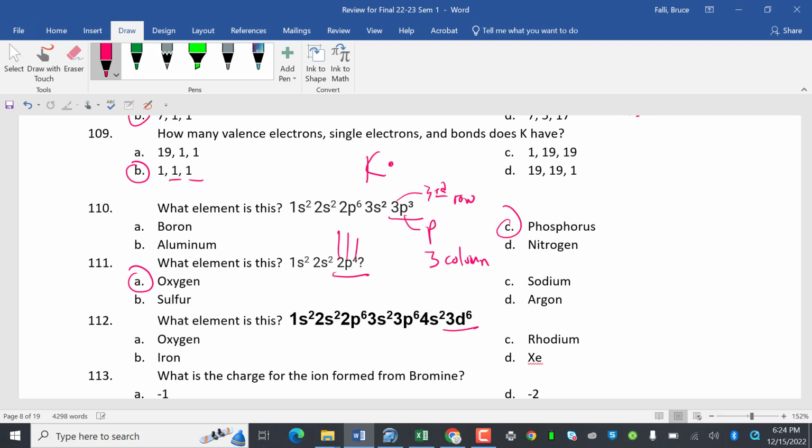Now 3D. Remember, 3D is off a row, so 3D is in the 4th row. Row 1, row 2, row 3, row 4. And I'm looking for D6. So D1 scandium, D2 titanium, D3 vanadium, D4 chromium, D5 manganese, D6 iron. We have iron.